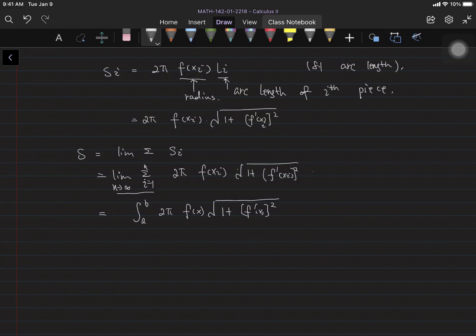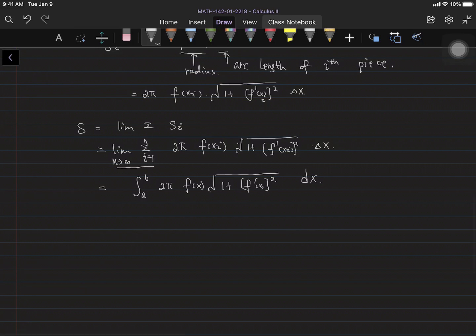Actually, for the arc length, we also have delta x. Because when we do the integral, we do have dx, right? Delta x, and here we have dx. So that's the formula for the area of a surface of revolution. Now let's take a look at the definition.